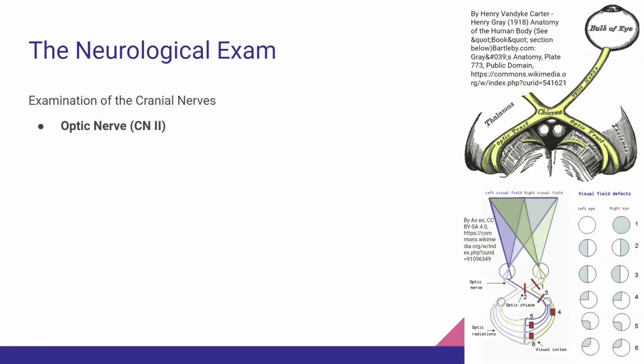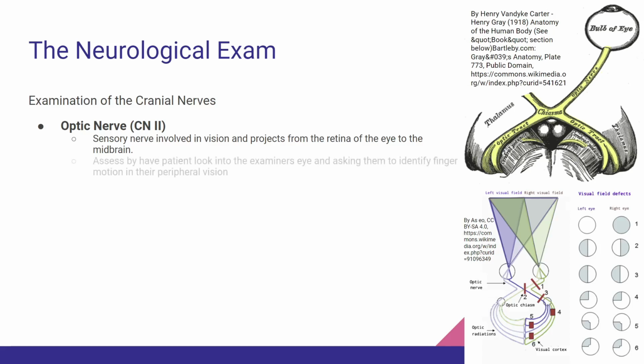The next cranial nerve we'll discuss is the optic nerve, or cranial nerve 2. And this is a sensory nerve involved in vision, and it projects from the retina of the eye to the midbrain. And this is assessed by having patients look into the examiner's eye and asking them to identify finger motion in their peripheral vision. So it's important to understand the pathway that the optic nerve travels, because damage in different parts of that pathway can create different types of pathology.